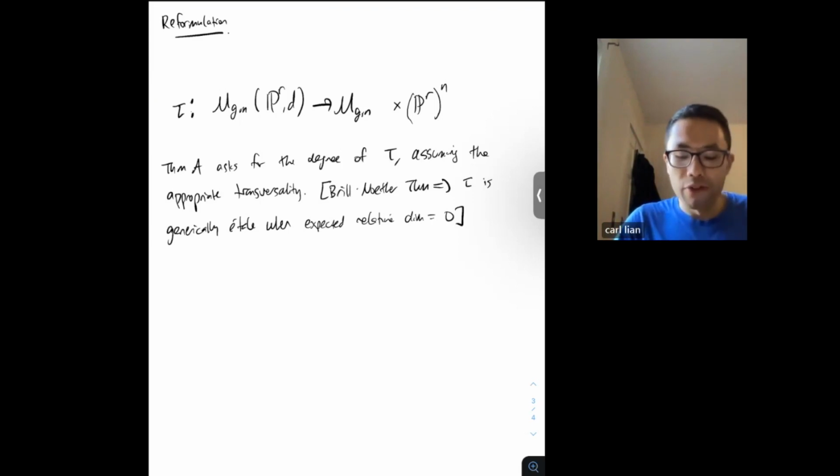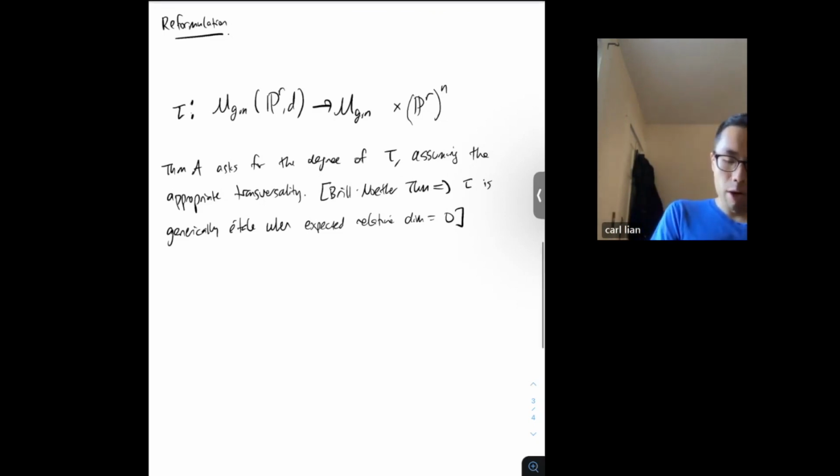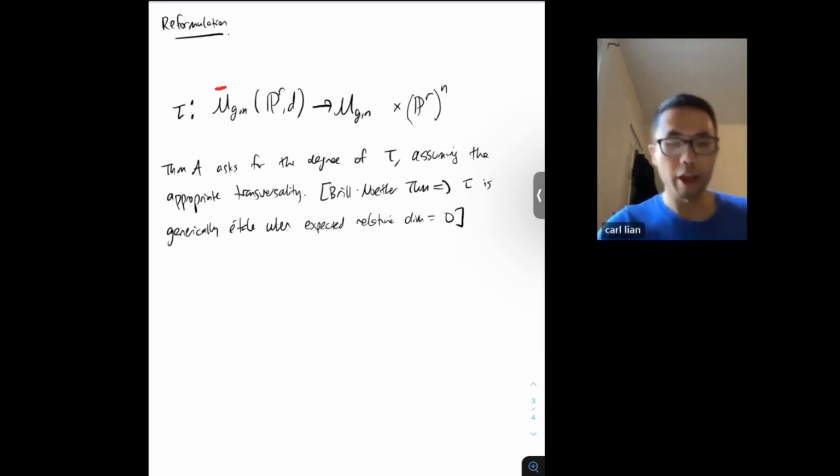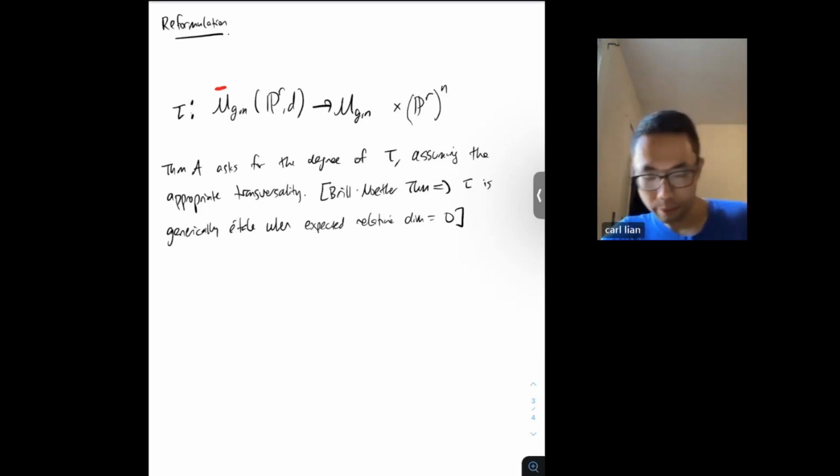But the problem from the point of view of intersection theory is that these moduli spaces are not compact, right? So I cannot reduce to some sort of intersection theoretic calculation in an immediate way. And there's a natural fix to this, which is that I can pass to the well-studied compactifications of these spaces. So now what I can do is put a bar over my M_{g,n}(P^r,d), and pass to the space of stable maps.